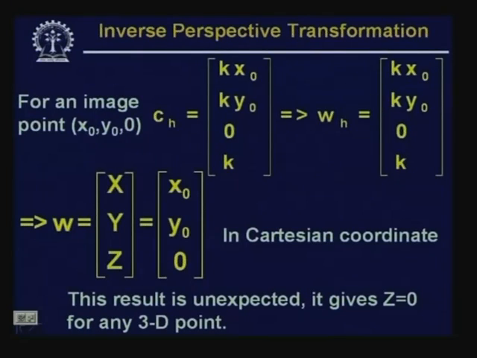Now, from this homogeneous coordinate system, if I convert this to the Cartesian coordinate form, then the Cartesian coordinate corresponding to this homogeneous coordinate is obtained as W equal to capital X, capital Y, capital Z, which is nothing but x naught, y naught, 0. So you find that in this particular case, the 3D world coordinate is coming as x naught, y naught, 0, which is the same point from where we have started, that is, the image point from where we have started. Moreover, for all the 3D coordinate points, the z component always comes as 0.